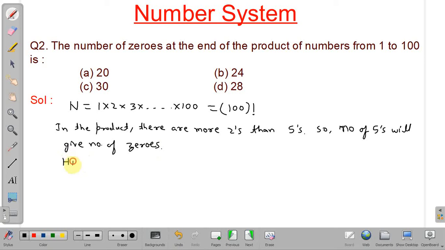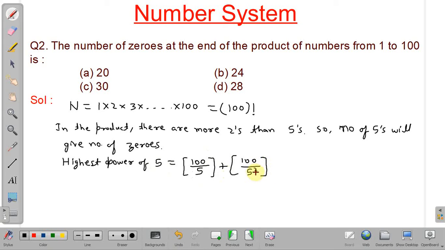So we know a formula for the highest power of a prime factor. How do we calculate that? Highest power of any prime factor. Suppose here our prime factor is 5. So the highest power of prime factor p in n factorial is equal to the greatest integer function of n by p, here n is 100, p is the prime number, that is 5, p to the power 1. Okay. Plus n by p square, that is 5 square.